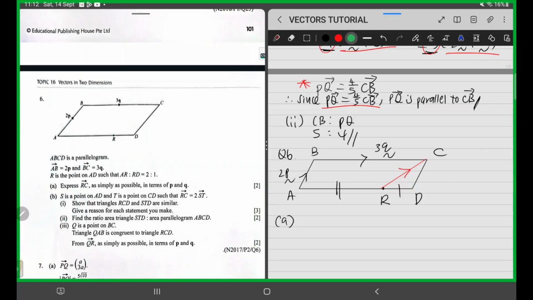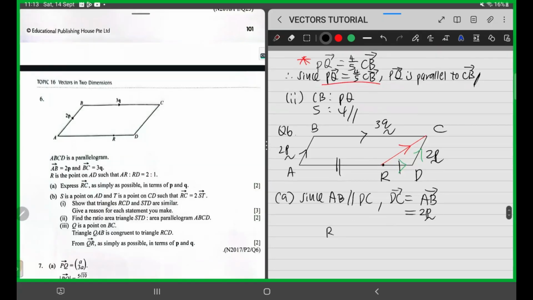We just need to find from R to D and then D to C, right? So since AB is parallel to DC, we can say that DC equals AB. It's just translation of vectors because they're parallel to each other. And they are equal length because this is a parallelogram. Therefore, you can just say that DC equals AB, which is equal to 2P. So here is 2P also. Then RD is just 1/3 of AD, right? Because here is 2 units, here is 1 unit.